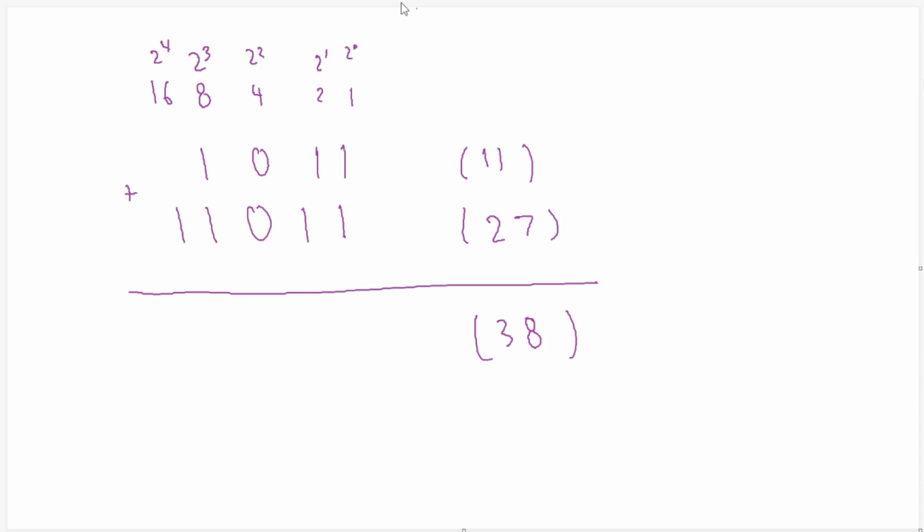So basically the way that it works is each place is 2 to some value. The first one is 2 to the 0, second one is 2 to the 1, and each place represents these values here. So we have a 1, a 2, and an 8. That's going to give us 11. This is going to give us 27. And when we add them together, we should get 38.